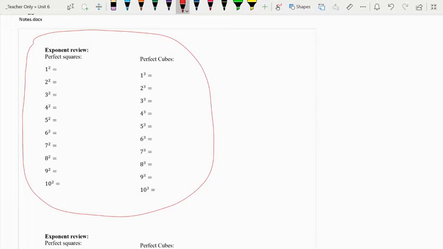Perfect squares should seem a little bit easier because you've been working with them a lot, but perfect cubes, they'll get a little easier as we keep going. Okay, so go ahead and pause the video and fill all these out.